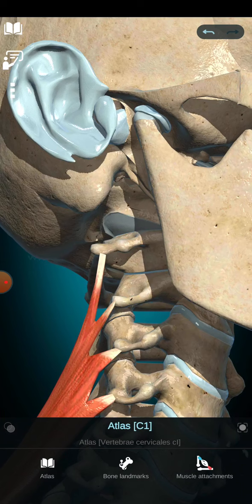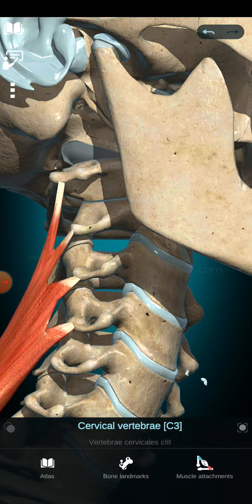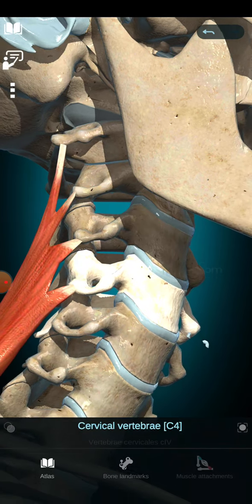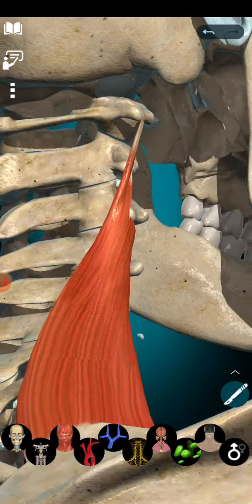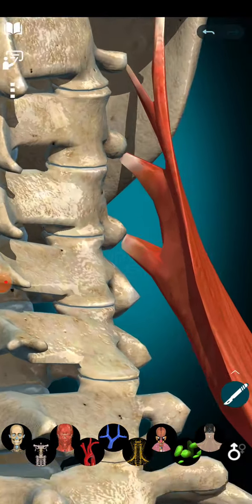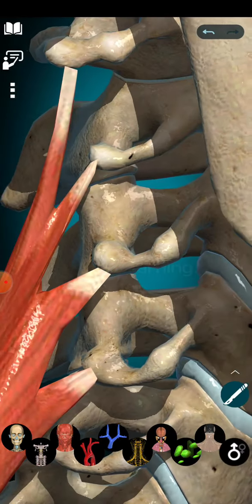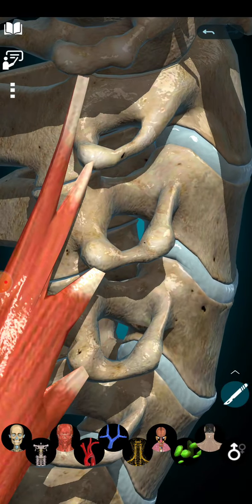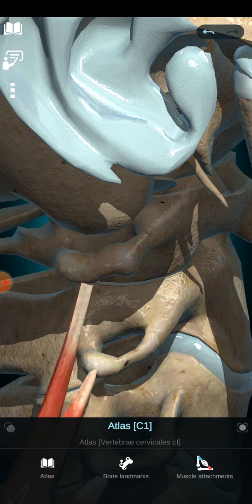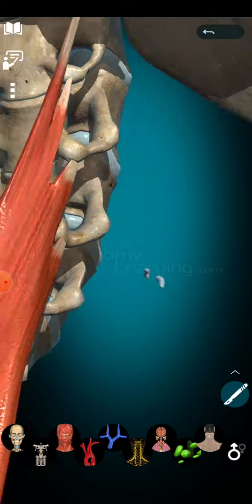So this is atlas vertebra C1, C2, C3, C4. So from C1 to C4, the first four cervical vertebrae, as you can see here, 1, 2, 3, 4. So we have the posterior tubercles and anterior tubercles. These are the anterior tubercles here, and then these are the posterior tubercles. So we have posterior tubercles of the transverse processes.